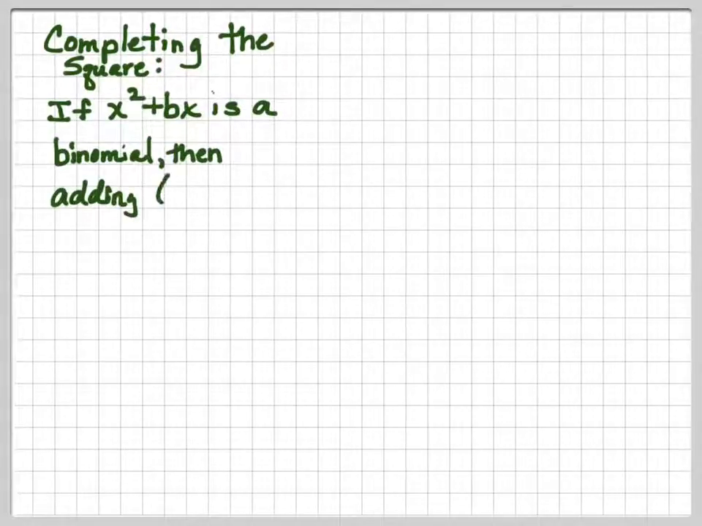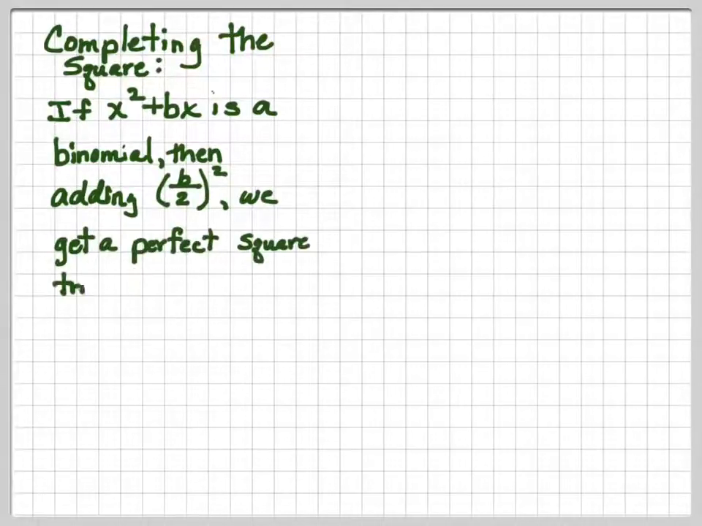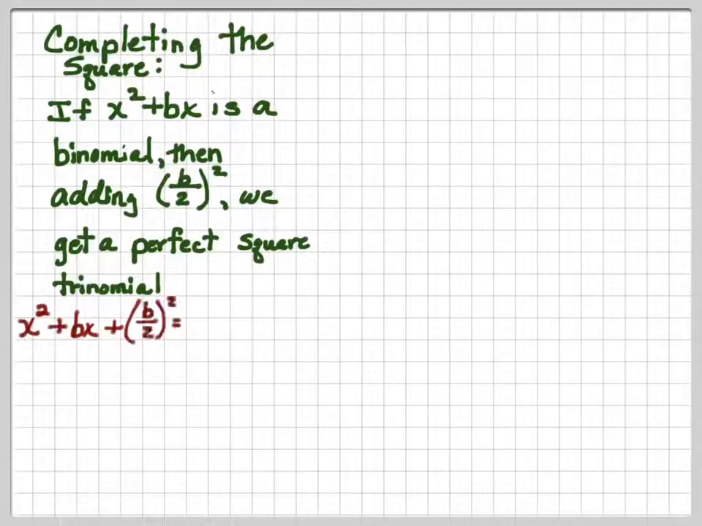If x squared plus bx is a binomial, then adding b over 2 squared, we get a perfect square trinomial. That might seem a little ridiculous, but let's go on and see a few examples. So x squared plus bx plus the quantity b divided by 2 squared is going to be x plus b over 2, the quantity squared. That's like having x squared plus 4x plus 4 is the same thing as x plus 2 squared.